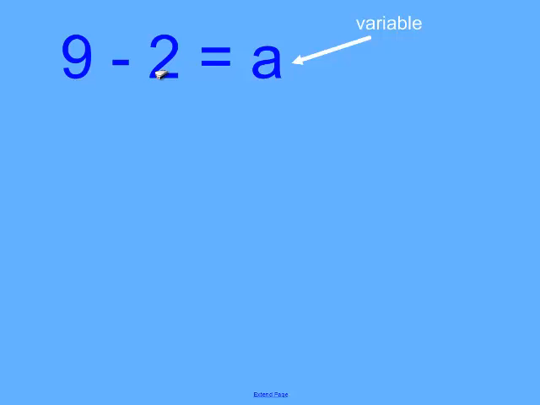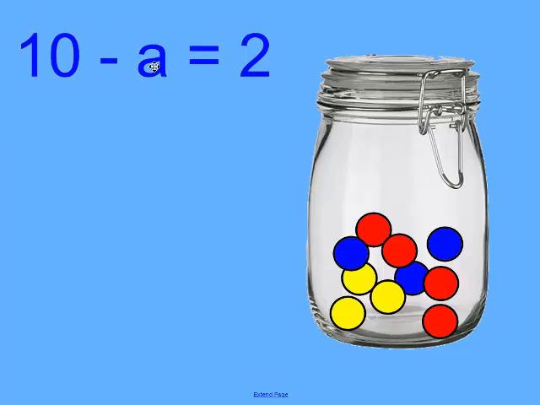9 minus 2 is equal to a. The a is the variable. Remember, any letter in a number problem is called the variable, and that means that it can vary depending on what the rest of the problem is. So in this case, the variable is with different numbers, so it's going to be worth something different.